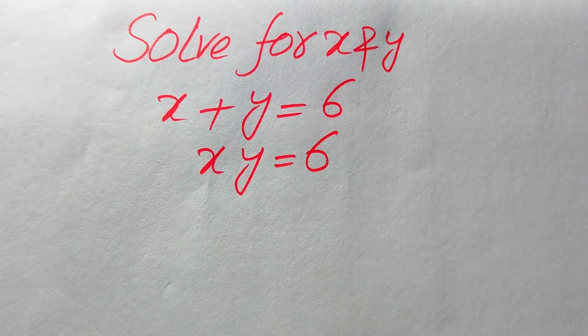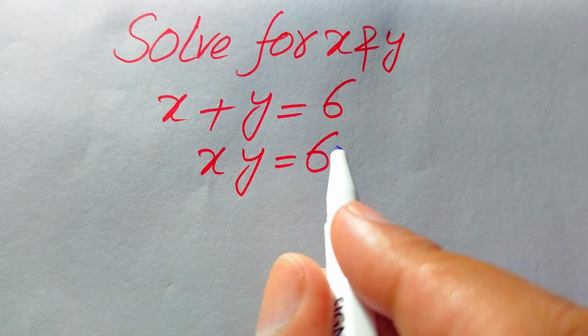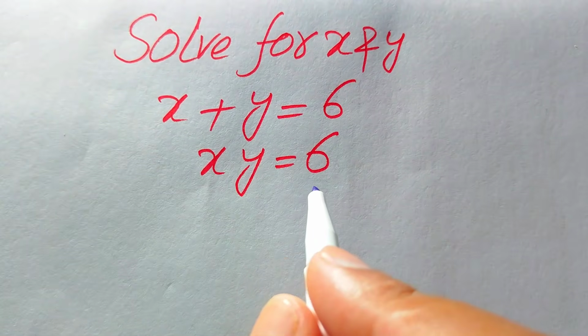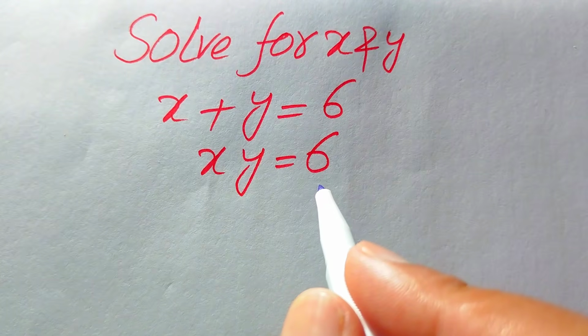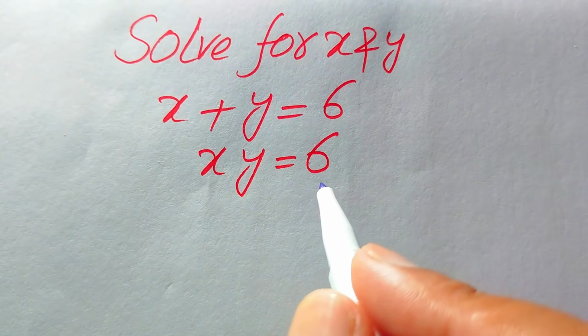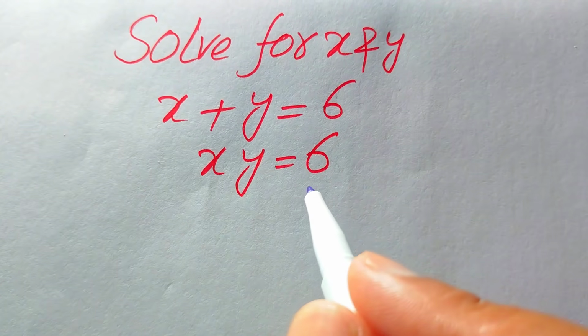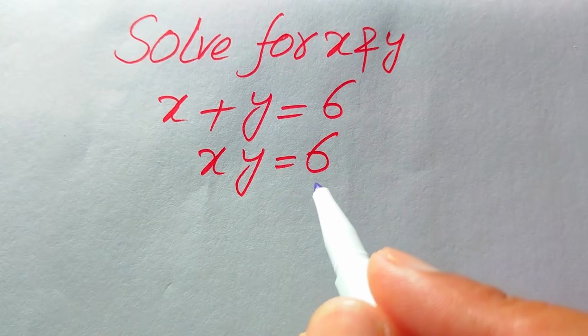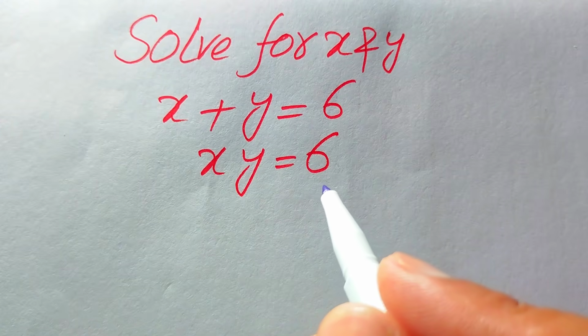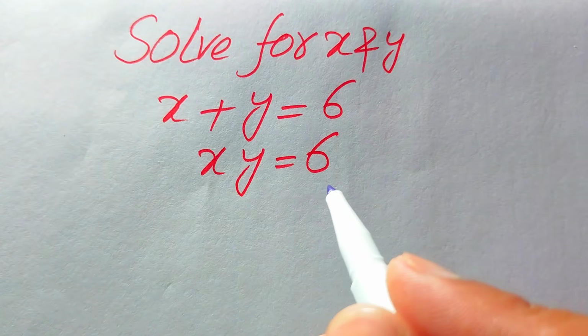So here we have x plus y equals 6 and xy is also equal to 6, and we solve this problem for all the values of x and y. First we find all the roots of this equation, and at the end we will verify which of the roots are solutions and which of the roots are extraneous roots.